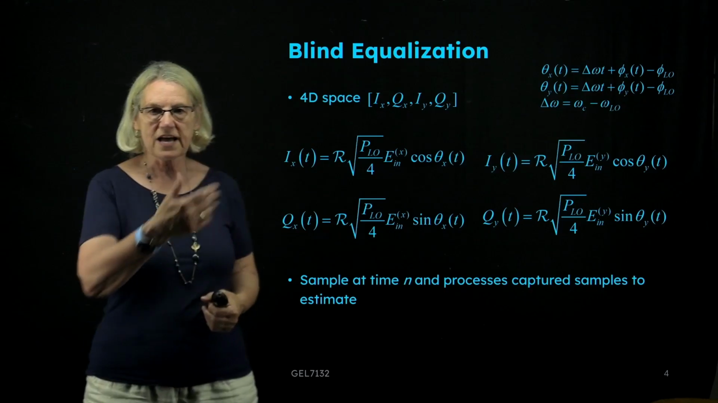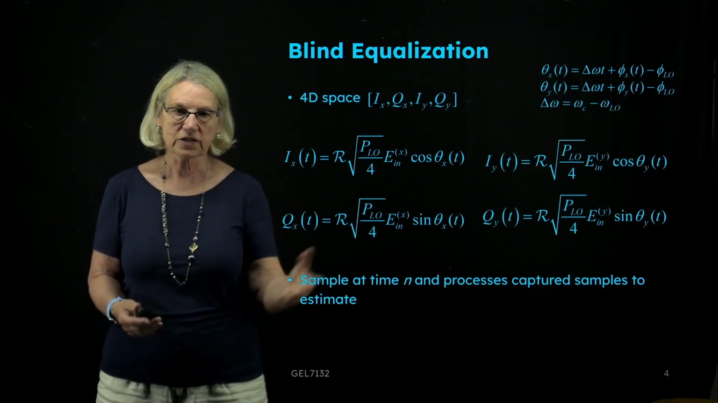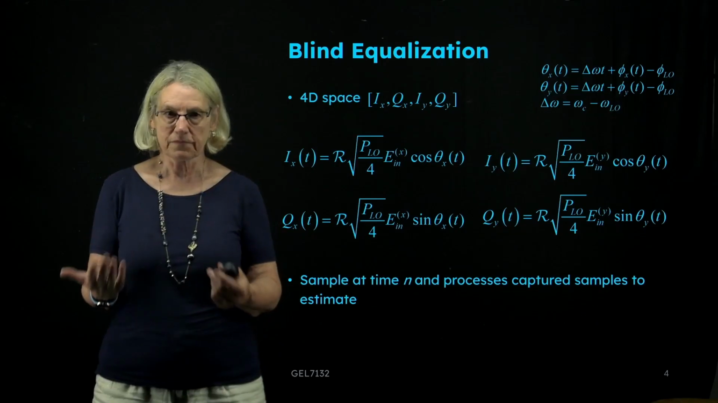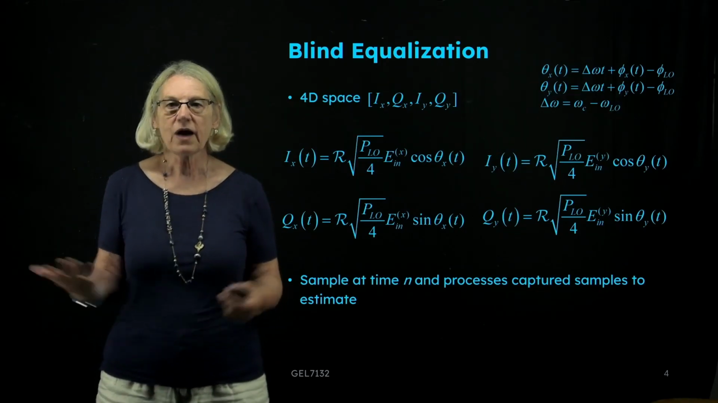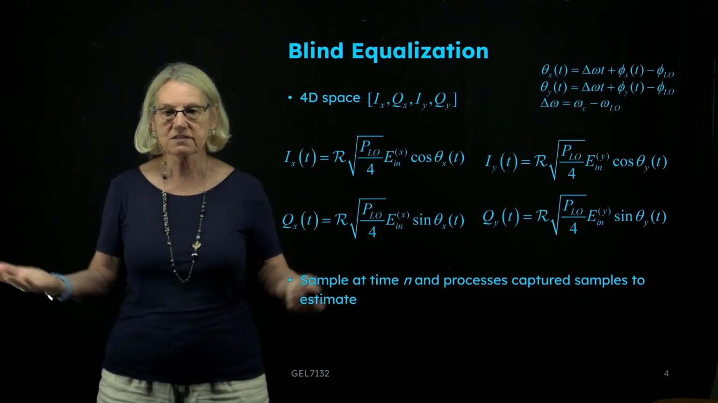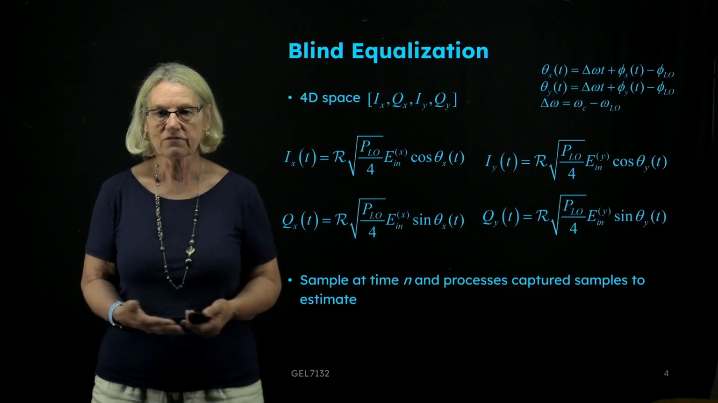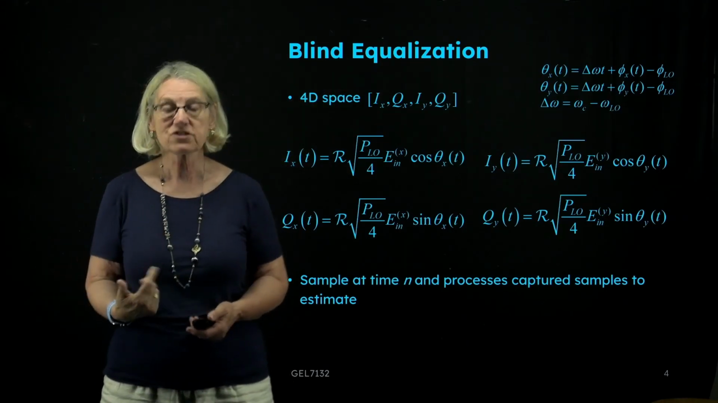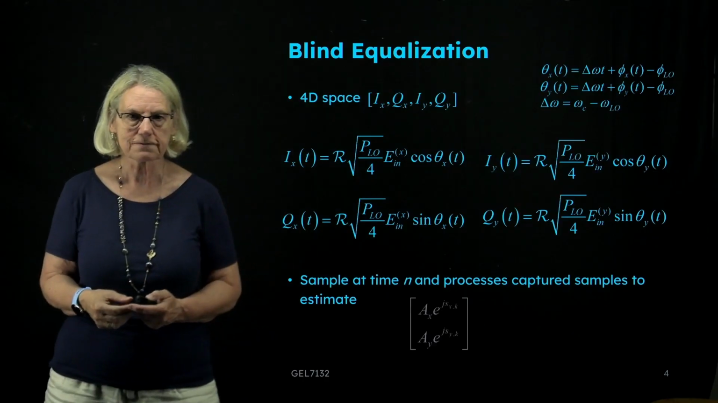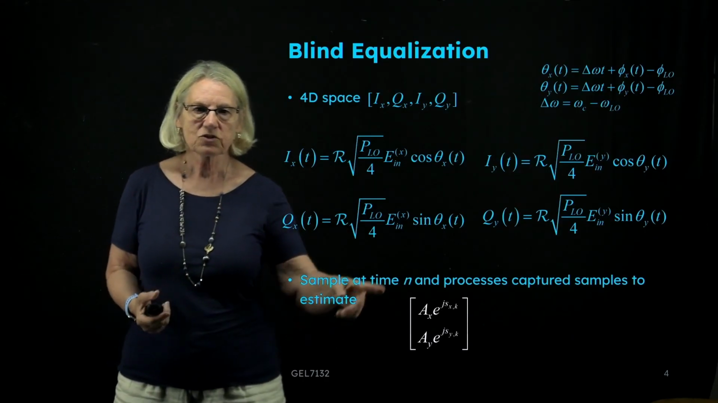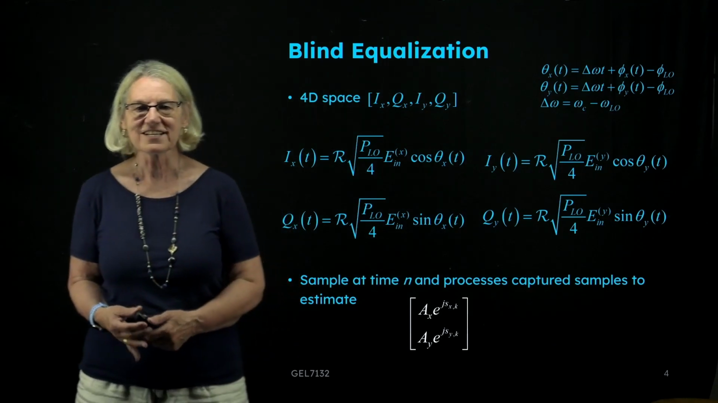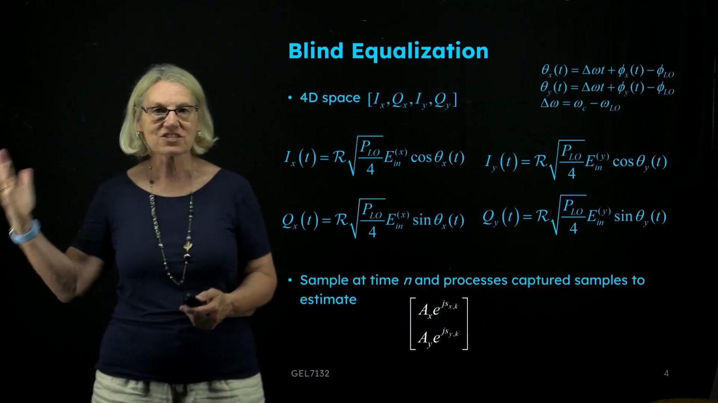This is a continuous time system, and what we're going to do, of course, is we're going to sample it at time n, and we're going to process the captured samples to estimate the best equalizer. So essentially we're equalizing the effect of the rotation of the polarization and other signal distortions. And we're doing that in order to estimate what? We're going to try and estimate what was the original data that was transmitted before it saw this channel H.